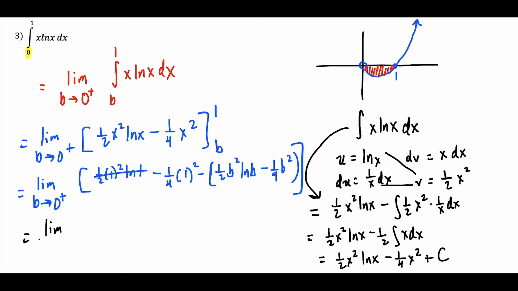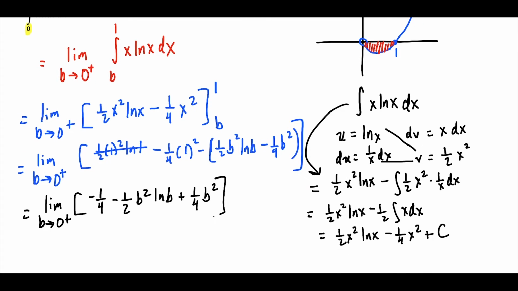We have the limit as b approaches 0 from the right. And we've got negative 1/4 times 1 squared, which is just negative 1/4. Just make that a little bit neater. So we have minus 1/4. And then we're going to have minus 1/2 b squared, natural log of b. And then we have minus 1/4 b squared, which is going to change to plus 1/4 b squared.